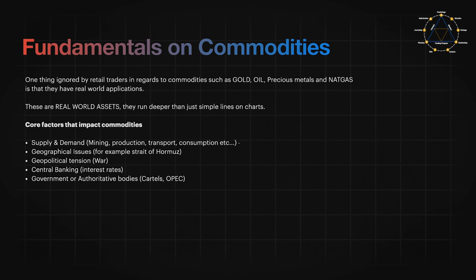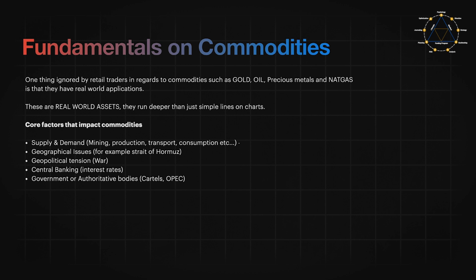It's also used by investors as a store of wealth, and it is used by central banks for storing capital. Now, the point I'm trying to make here is that these are real world assets and they have real world uses and impacts. They run deeper than just simple lines on a chart, right? For example, if oil becomes extremely bullish, the cost of transportation, production, harvest, packaging goes up, and thus the price of the end product, which is the consumer good, goes up in return, right?